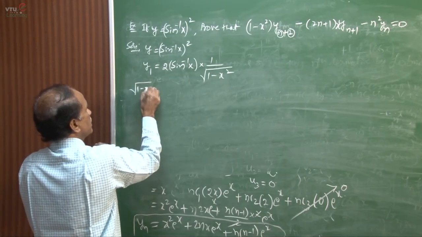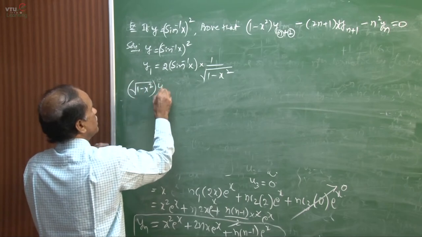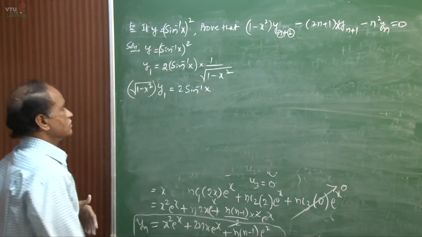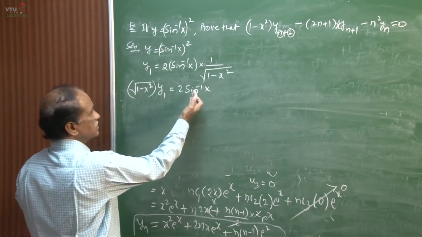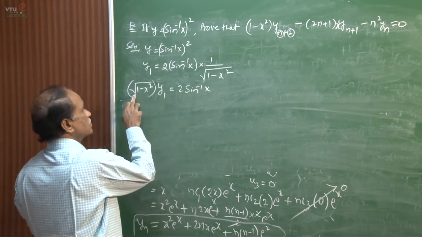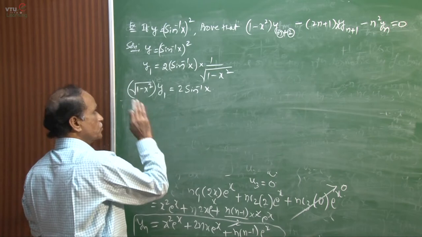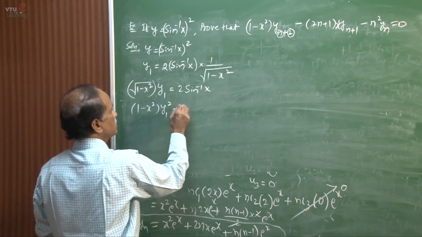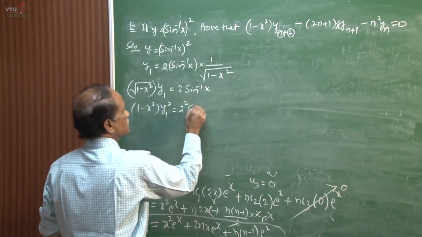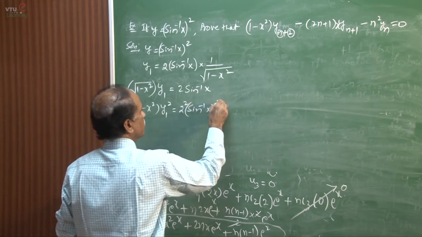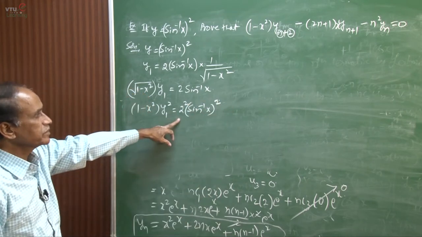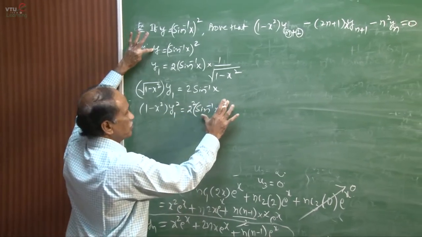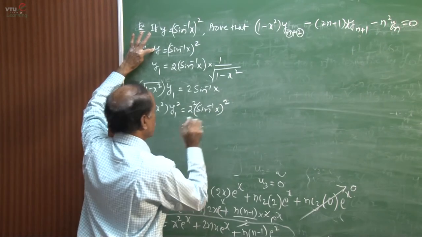That is, square root of 1 minus x square multiplied by y1 is equal to 2 times sine inverse x. Then, to avoid the square root sign, you have to square both sides. That is, 1 minus x square into y1 square is equal to 2 square, that is, sine inverse x whole square. What is the purpose behind making it a whole square? Because I can replace this quantity by the given problem. Therefore, this is 4 times y.